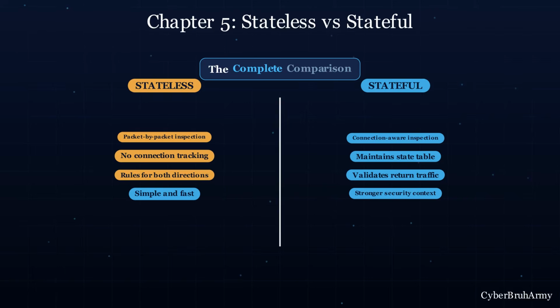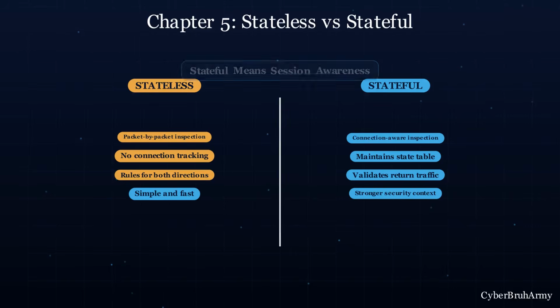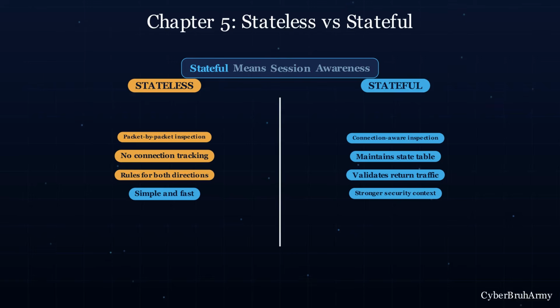Here is the complete conceptual comparison between the two firewall approaches. Stateless firewalls inspect packets without connection context and generally require explicit rules for traffic in each direction. Stateful firewalls maintain connection state and can automatically recognize legitimate return traffic associated with an established session. The result is better traffic validation and stronger protection against packets that do not belong to an expected connection.